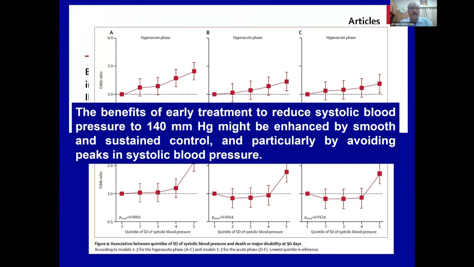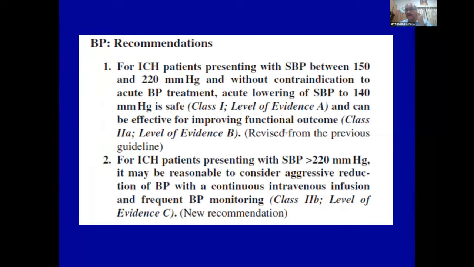So this is the guideline, and intensive lowering is advised, particularly in the early phase. And if the BP is persistently high, more than 220, you can start intravenous infusions like nitroprusside or GTN.